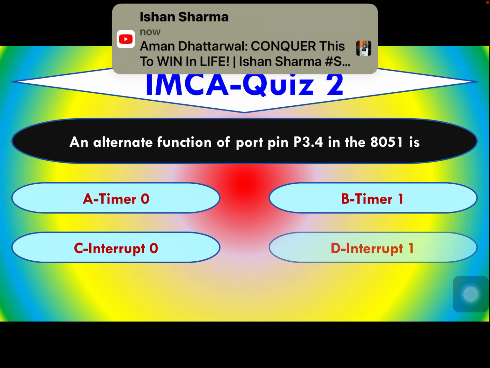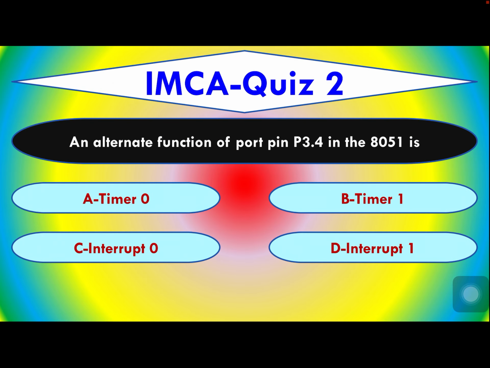An alternate function of port pin P3.4 in the 8051 is A. Timer 0, B. Timer 1, C. Interrupt 0, D. Interrupt 1. The correct option is A. Timer 0.